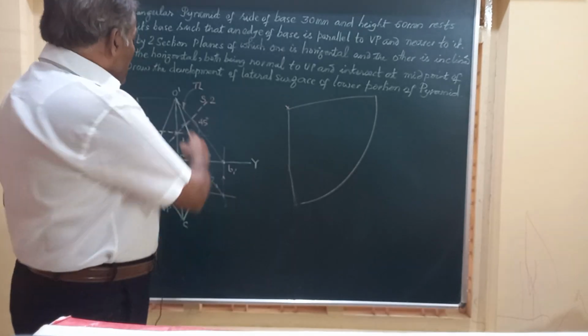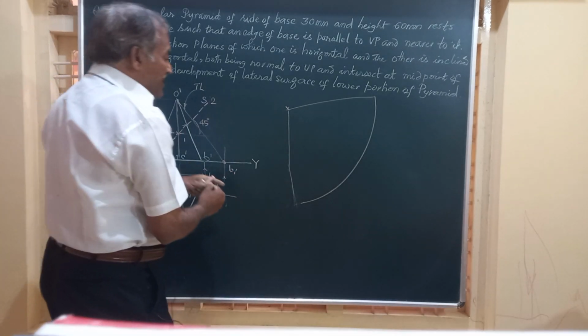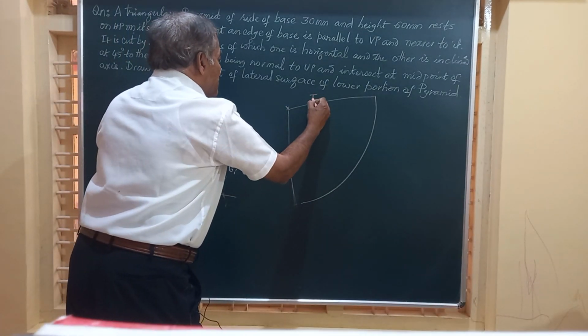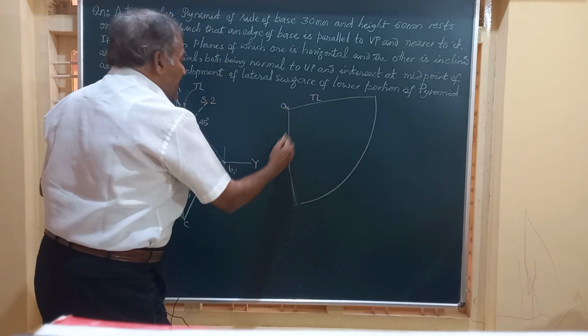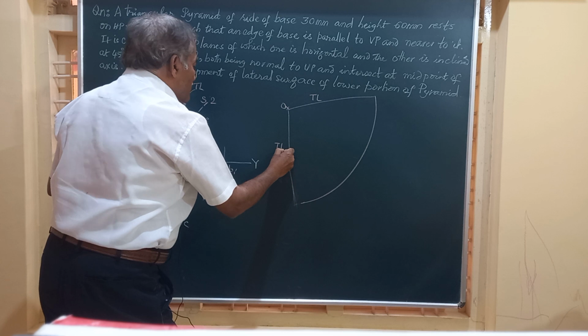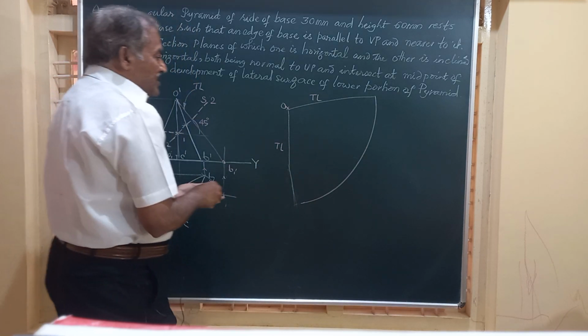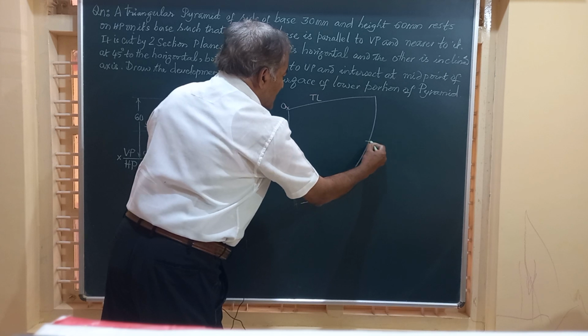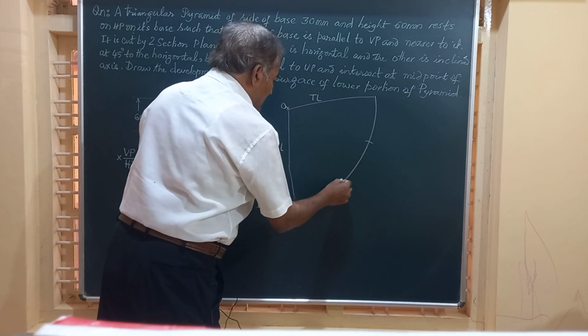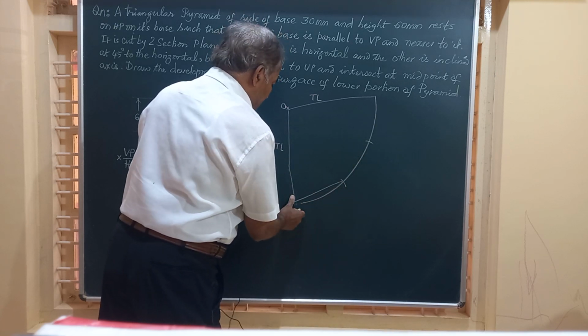Now friends, with this O dash B1 dash true length, this is our O, and taking that as the radius, we are going to have three parts made here. That's 30 mm on an arc, 30 mm, 30 mm, and I am going to join all this by straight lines.